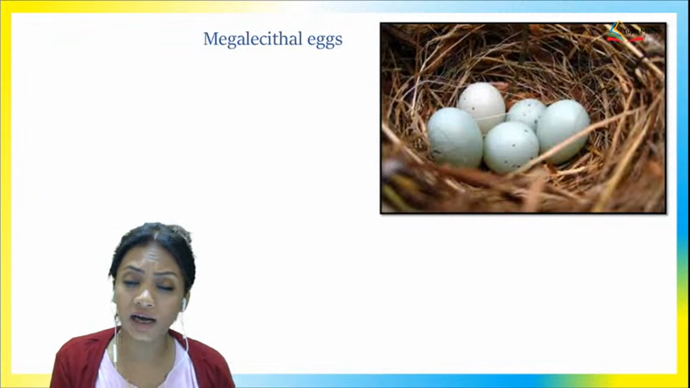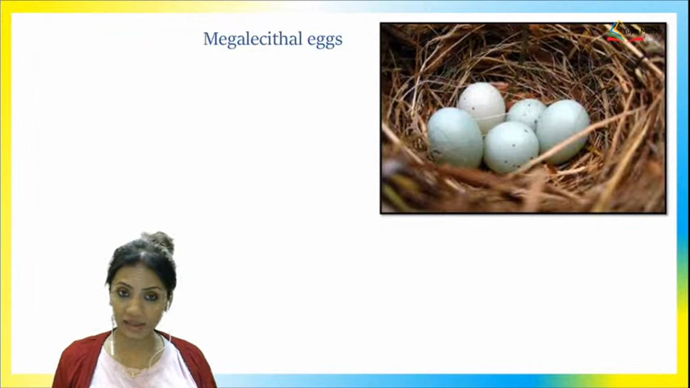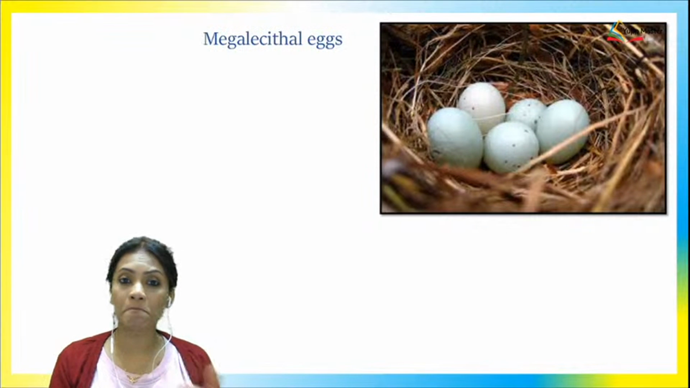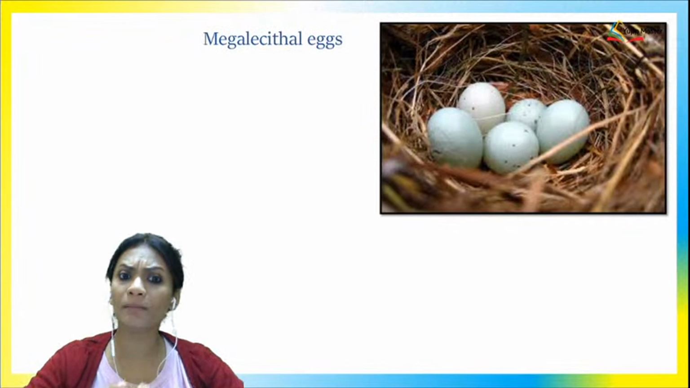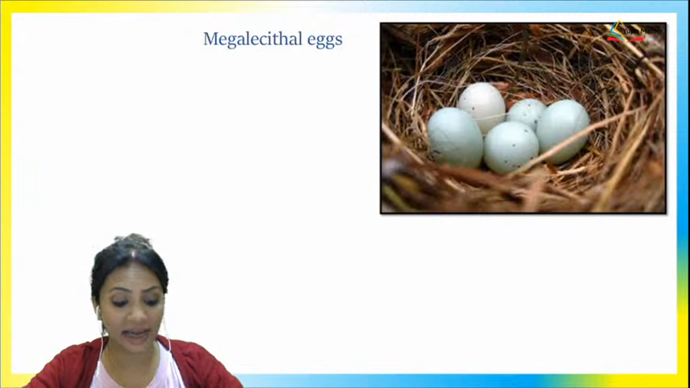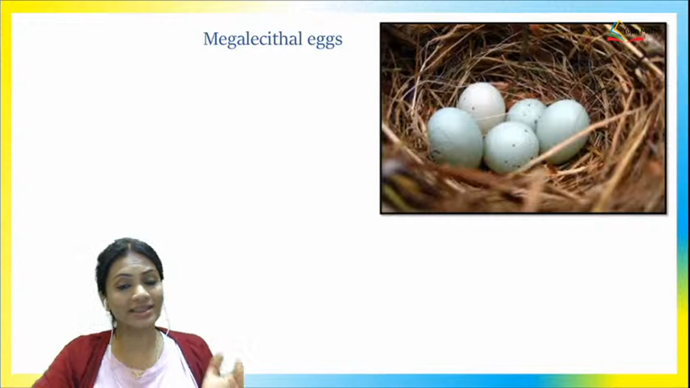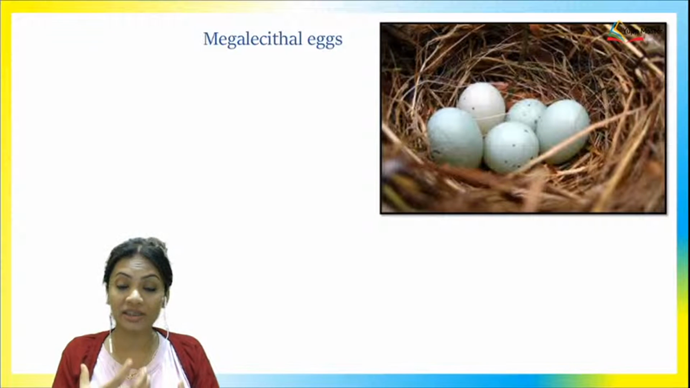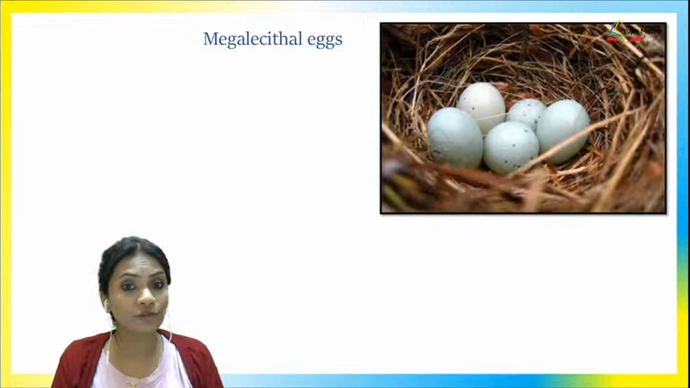Now, we have spoken about this even when we spoke about reptiles, that the word lecithal is actually indicating the presence of yolk. Okay, when we say megalecithal or micro lecithal, this indicates how much yolk is there. So megalecithal eggs indicates that there's going to be a lot of yolk present. Why is that? Once the eggs are out of the mama's body, then how is that baby going to be deriving any sort of food? What is the source of nutrition for the baby?